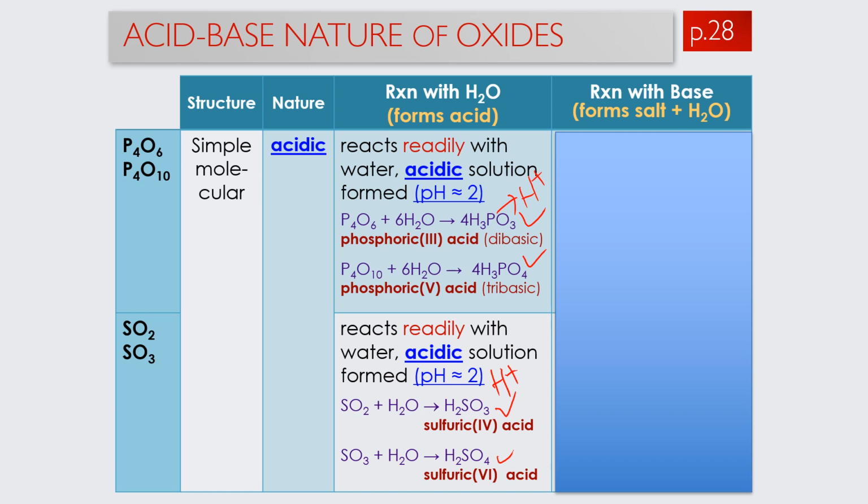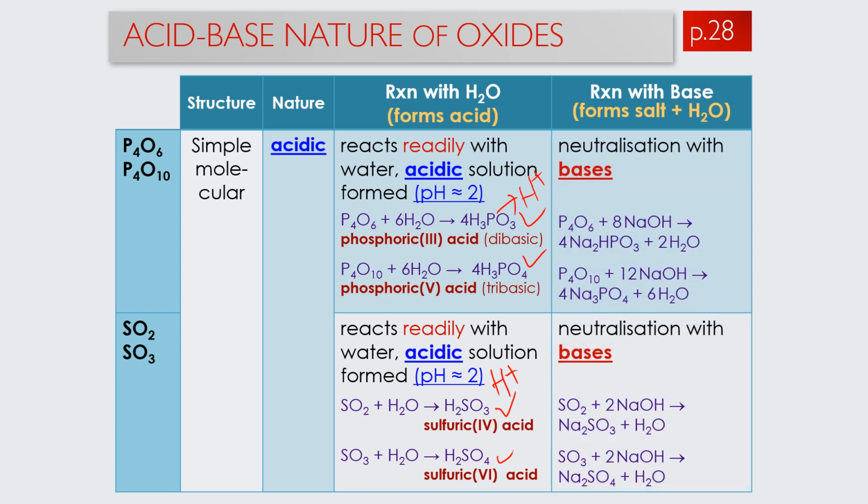These two non-metal oxides, being acidic in nature, can also be reacted directly with base, and they undergo neutralization with base to form the corresponding salt and water. So if we have P4O6 reacting with NaOH, you will form the salt, Na2HPO3, and water molecules.